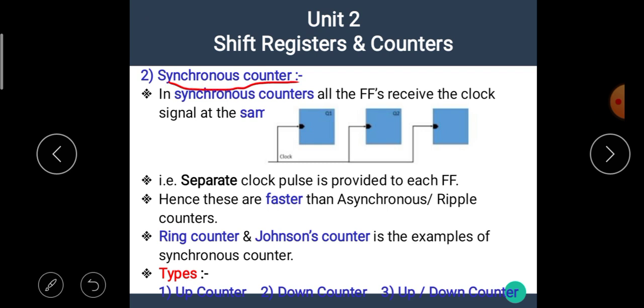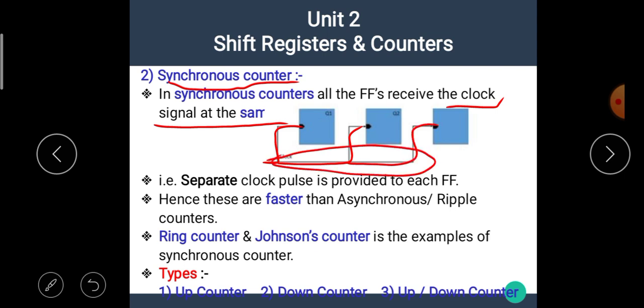We know that in synchronous counters, all the flip-flops receive the clock signal at the same time. That means the clock signal is given to flip-flop A, flip-flop B and flip-flop C at the same time. That is, a separate clock pulse is provided to each flip-flop. Hence, these are faster than asynchronous or ripple counters. Ring counter and Johnson counter are examples of synchronous counters.